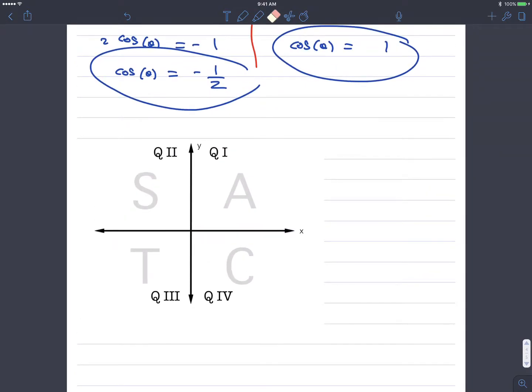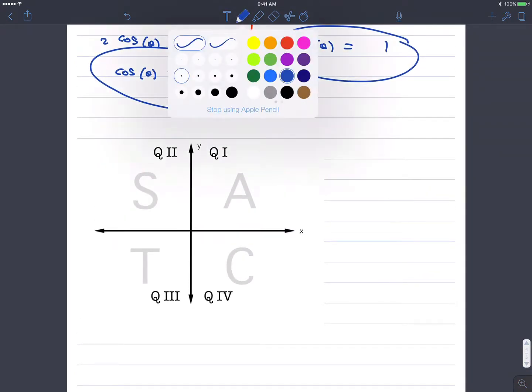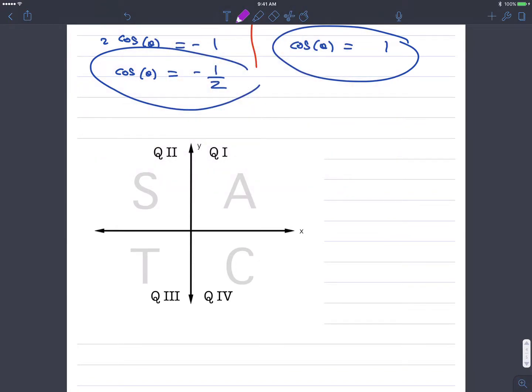There's two things to consider. Where is cosine actually negative? What quadrants? Is that 2? Here we go. Quadrant 2, quadrant 3. Is that right? So I'm going to focus on my cosine of -1/2. I need a reference angle. My reference angle here, cosine theta being actually +1/2.